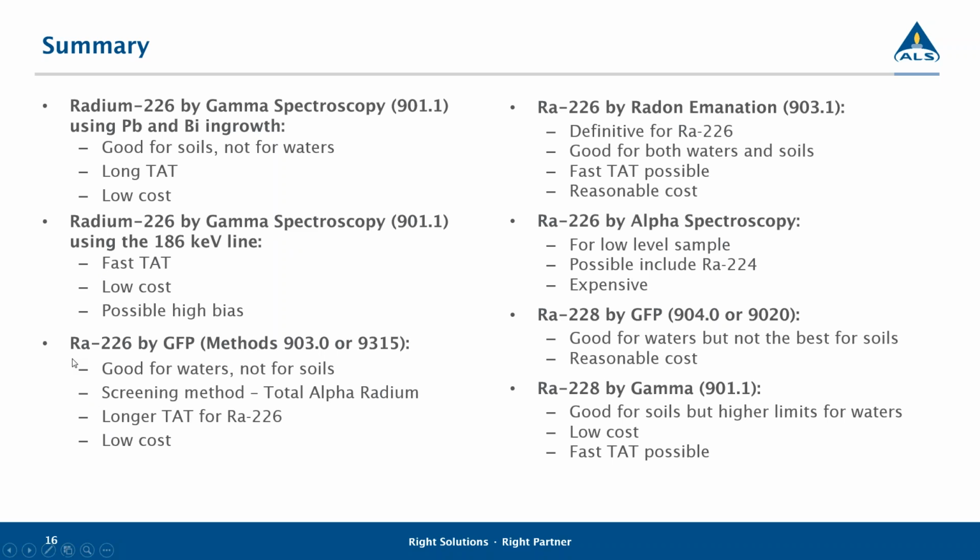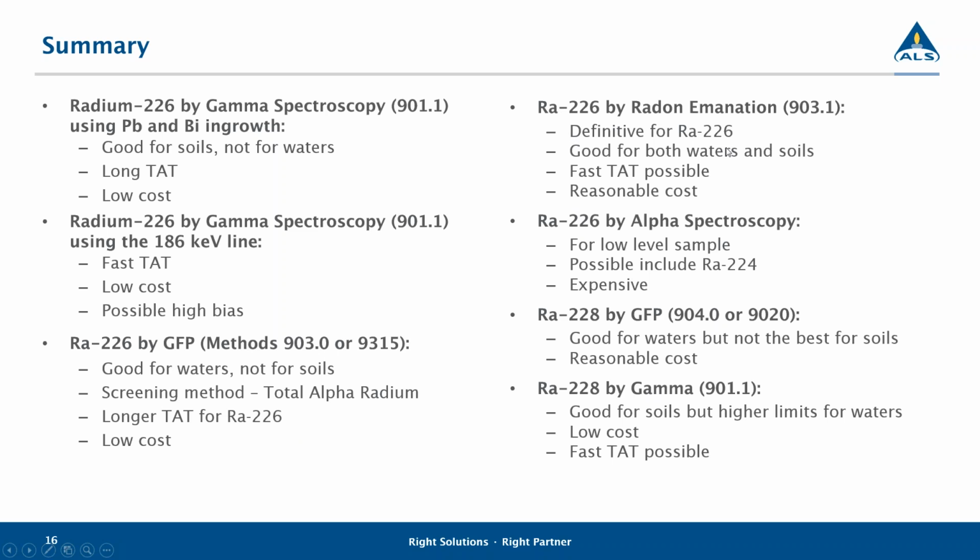Radium-226 by gas flow, it's good for waters, not so much for soils. It really was meant for a screening method for 226. It's total alpha emitting radium is the actual name of the method. It'll be a longer turnaround time if you need to try to isolate the 226 as you're going to want to decay away everything. Again, fairly low cost.